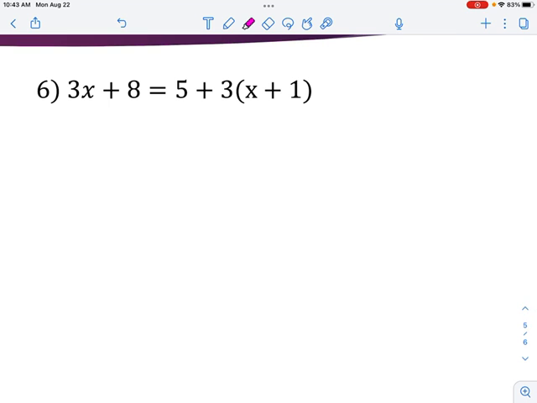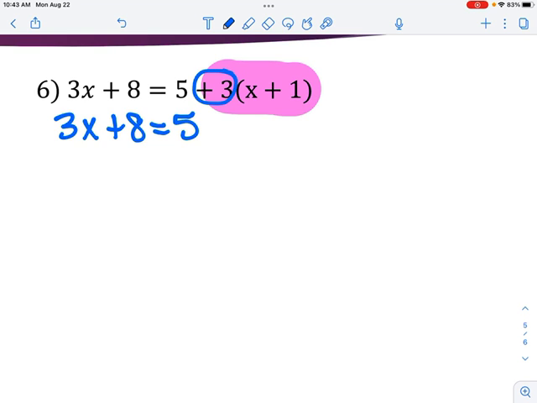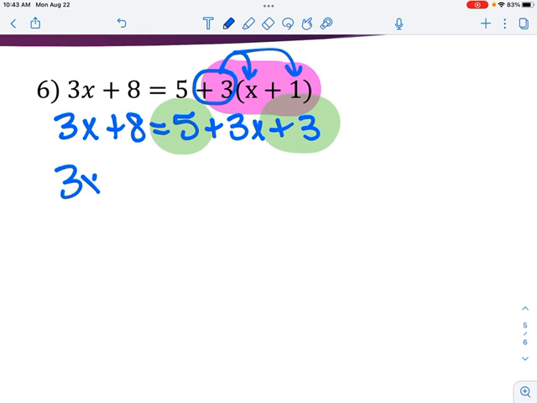Okay, so let's take a look at number 6 now. The first thing we recognize is we need to distribute off to the right. So I'm going to copy down my left-hand side. I'm going to take the 5 and bring that down. Then I'm going to distribute. So 3 times x gives me 3x, 3 times 1 gives me 3. Now, hopefully you recognize that, wait a minute, I can actually combine some like terms over there as well. So I'm going to go 3x plus 8 equals, and then I'm going to bring down that 3x. And then 5 plus 3 gives me 8.